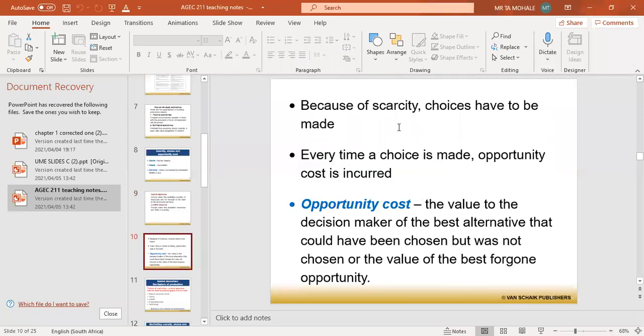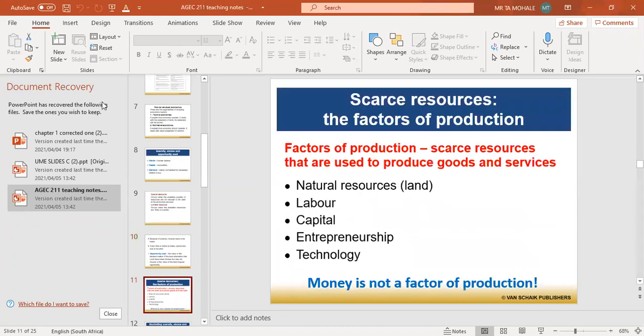So I'm not going to explain this. I have already explained it. I said because of scarcity, choices have to be made. Every time a choice is made, an opportunity cost is incurred. An opportunity cost refers to the value to the decision maker of the best alternative that could have been chosen but was not chosen. Or it is defined as the value of the best foregone opportunity. I have explained those, so I'm not going to overemphasize.